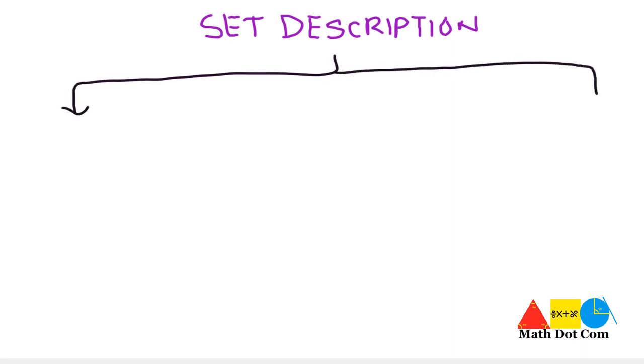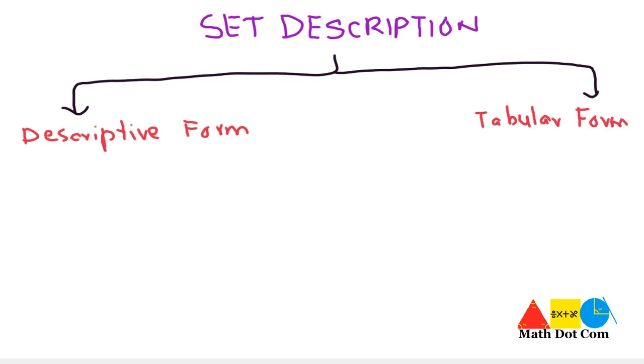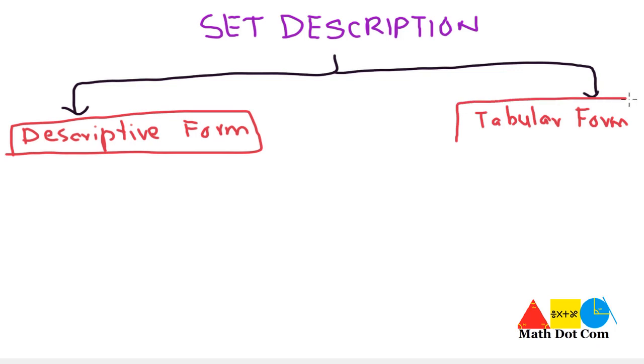Now we will see how we can describe a set, set description. A set can be described in two ways. One is the descriptive form, and the other is the tabular form. Okay, now we will discuss them one by one with examples.